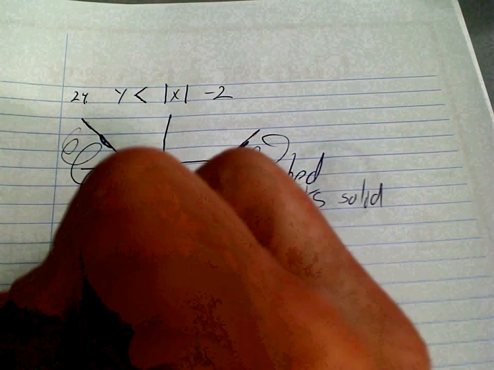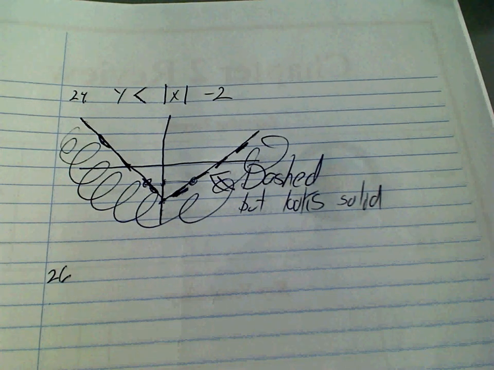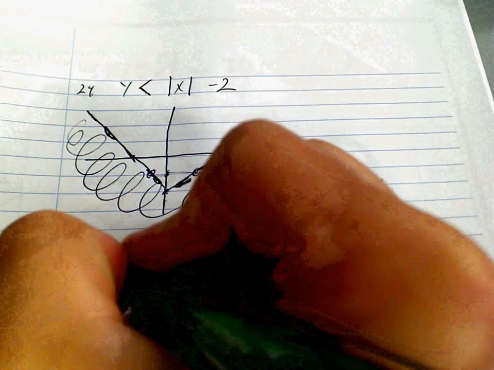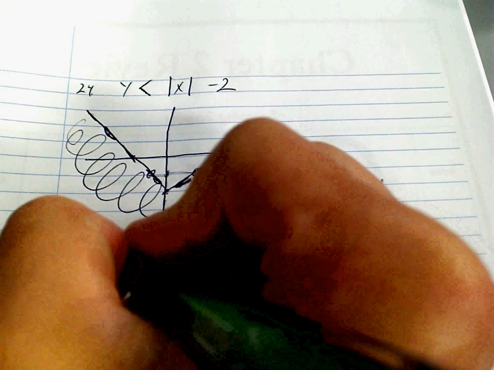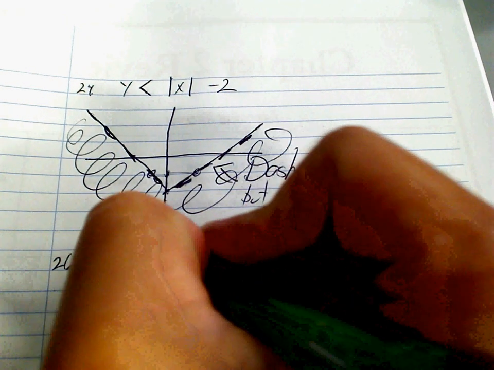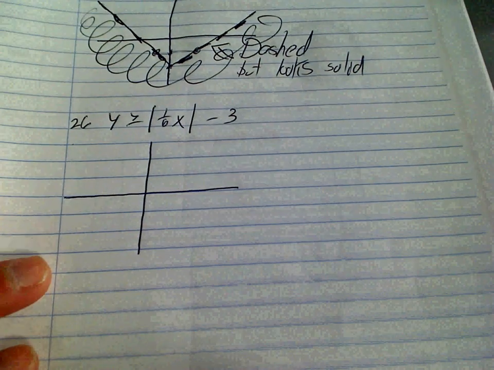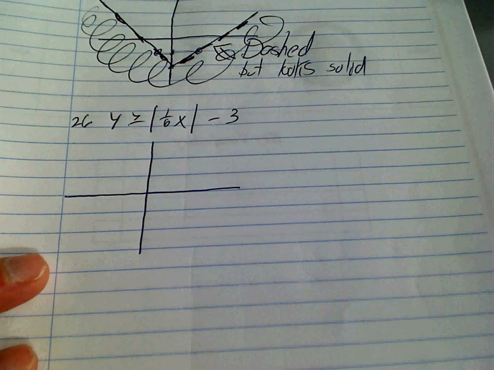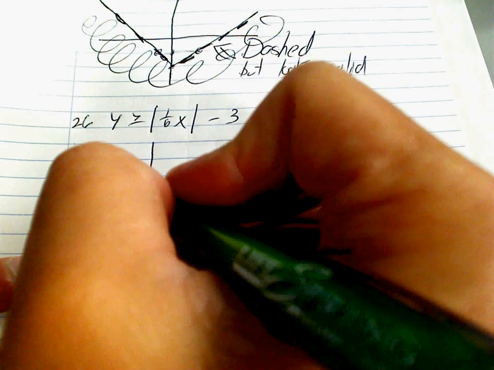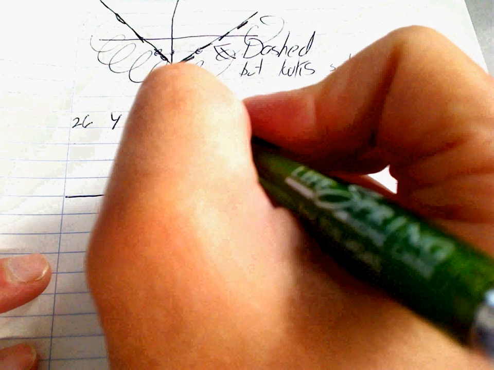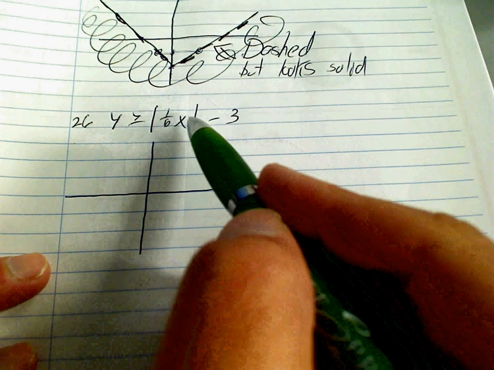26, we're almost done. Hang in there, guys. y greater than or equal to 1/6 x minus 3. Where's my vertex? Down 3. There's no horizontal shift, because if you think about it, there's no h.